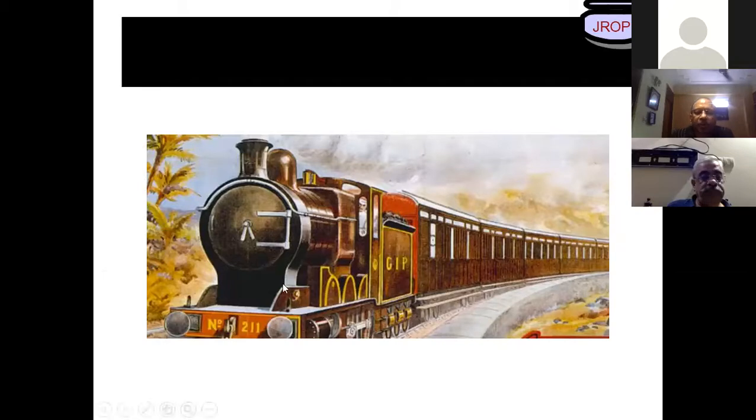Look, this is an engine which is almost 40 years old. Then, the bogies were not metallic, they were made of wood. And it used to be drawn by steam engines with very few wheels.